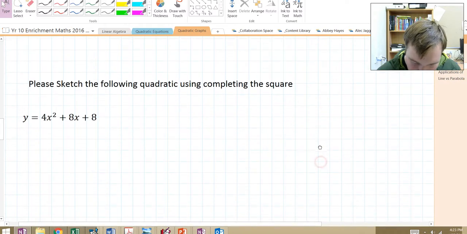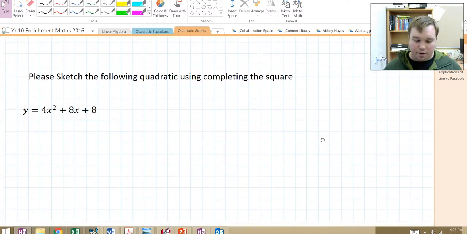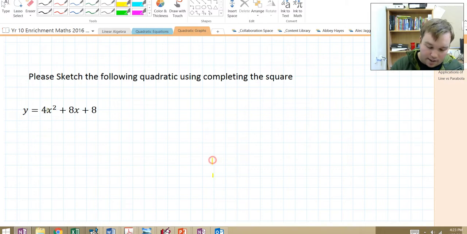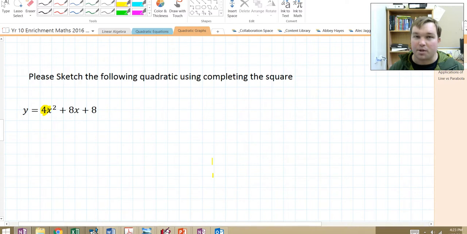Alright. Please sketch the following quadratic using completing the square. And remember, for completing the square, your leading coefficient must be 1, so deal with the 4. But don't forget about the 4, because it affects your y-intercept.